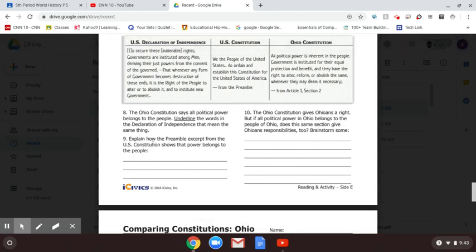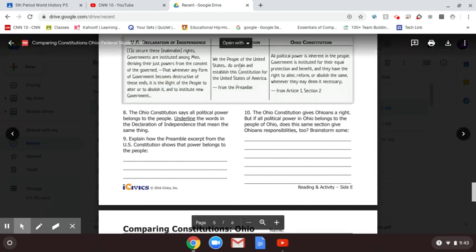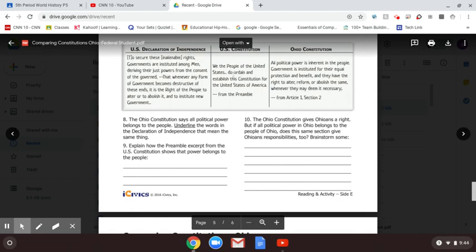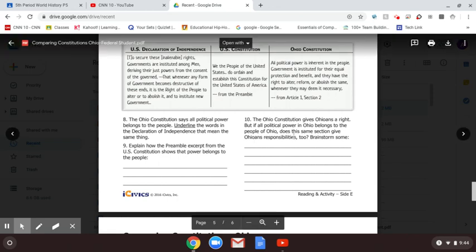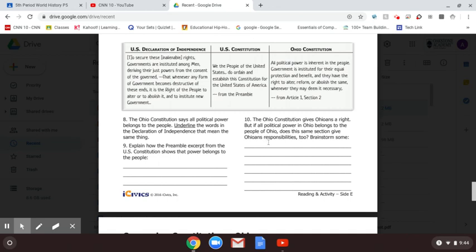Number 9, explain how the preamble excerpt from the U.S. Constitution shows that power belongs to the people. So in this little excerpt here, the U.S. Constitution, where or how does it say that the power belongs to the people? And then 10, the Ohio Constitution gives Ohioans a right. But if all political power in Ohio belongs to the people of Ohio, does this same section give Ohioans responsibilities too? What do you think? Go ahead and write it in there. Do Ohioans have responsibilities as well as power? Write that in here.